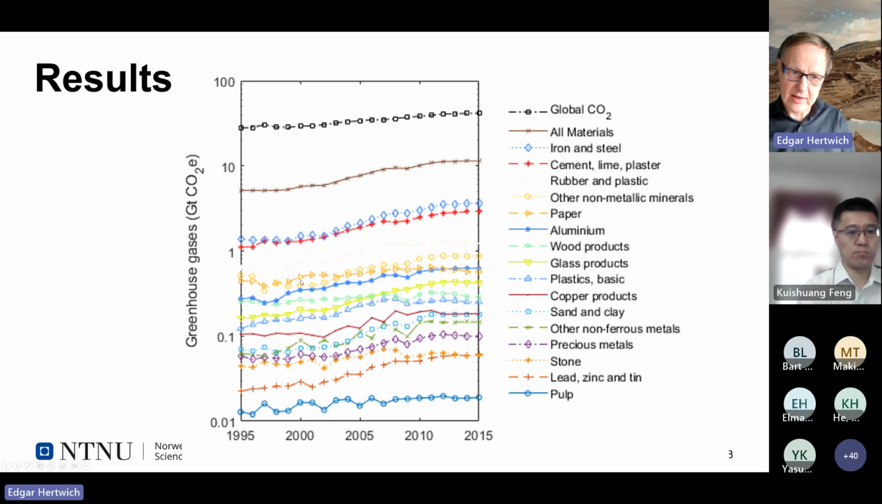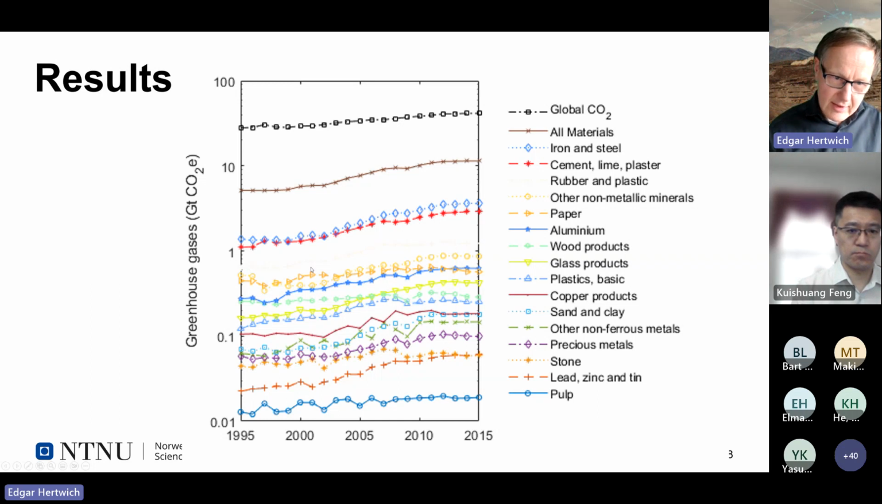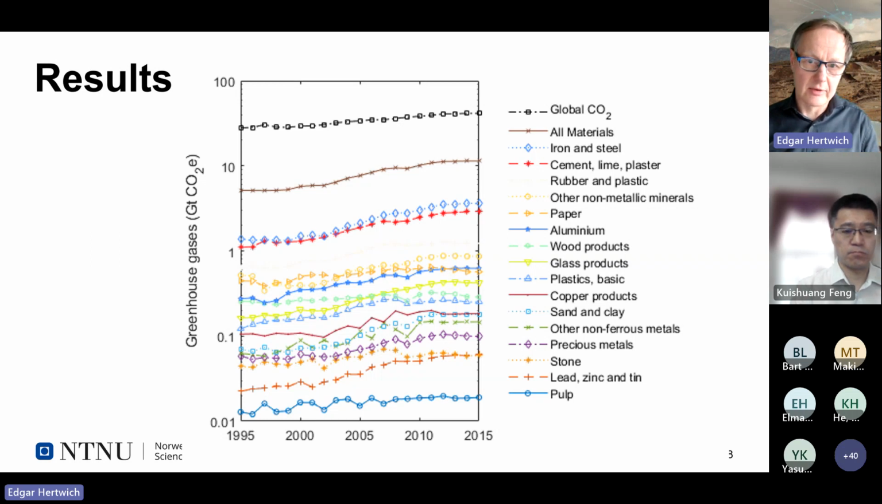So this was all done with IIOA, where we have quite a lot of detail on different materials. I'm afraid that the rubber and plastic is hard to see now, but it's this light yellow color. And then there are a bunch of other materials that are less important for greenhouse gas emissions, but maybe interesting in their own right.